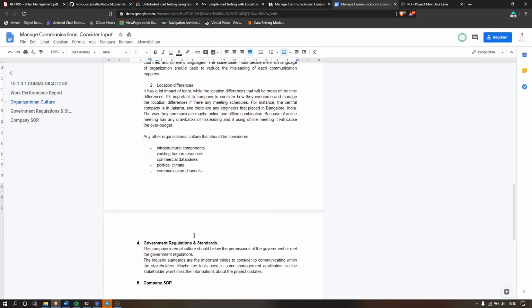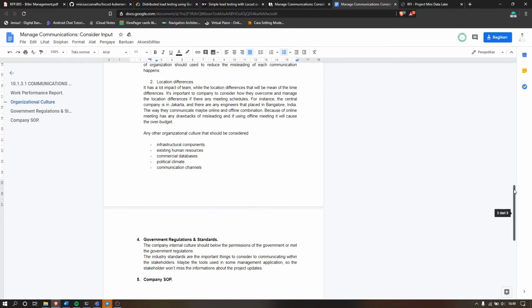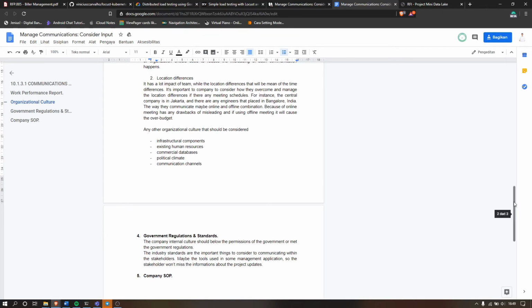The next one is government regulation and standards. We live in a world that improves over time, so the company should follow the permission of the government or meet the government regulations, and the company must consider the industry standards, because communicating with the stakeholders may use tools from some management application, so the stakeholders won't miss the information about the project updates.